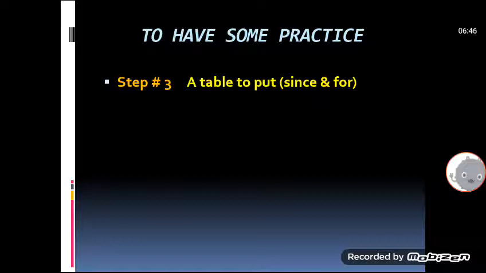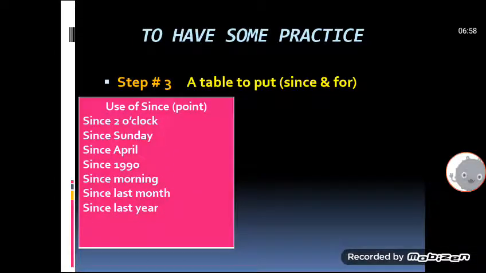You have to learn that table. ये टेबल आप ज़ुबानी याद कर लें, so it will help you to make a good sentence and to make correct use of since and for. Yes, since we use with the point of time. Now you can see since 2 o'clock, अब देखें 2 बजते हैं तो ये एक स्पेसिफिक टाइम होता है। Since Sunday, संडे, मंडे, ट्यूसडे कोई भी दिन का नाम हो। सिंस अप्रैल किसी भी मंथ का नेम हो। सिंस 1990 किसी भी ईयर हो। सिंस मॉर्निंग, इवनिंग, आफ्टरनून। सिंस लास्ट मंथ, लास्ट ईयर, लास्ट वीक, लास्ट डे। क्लियर?